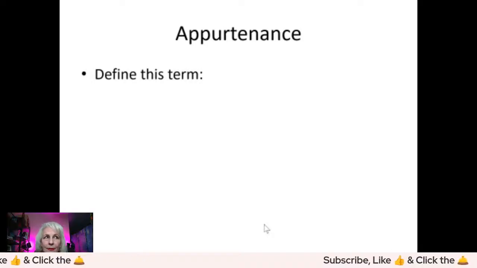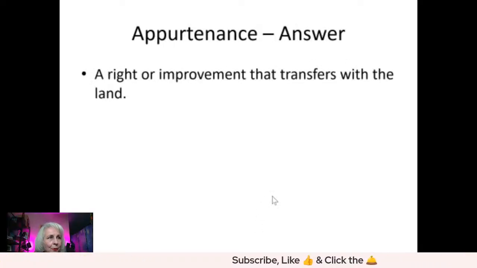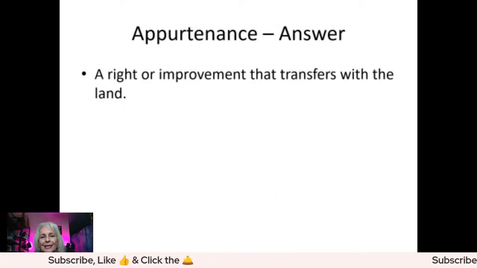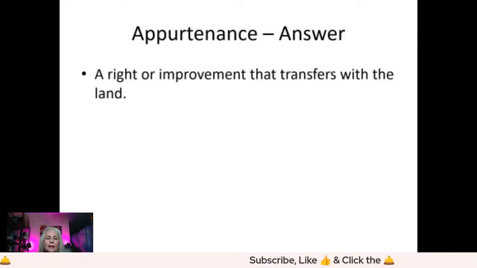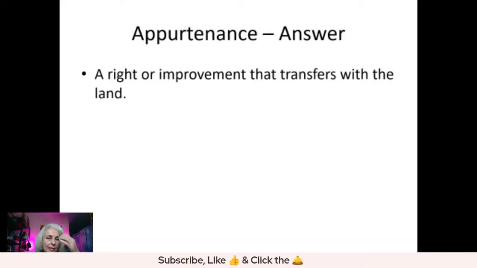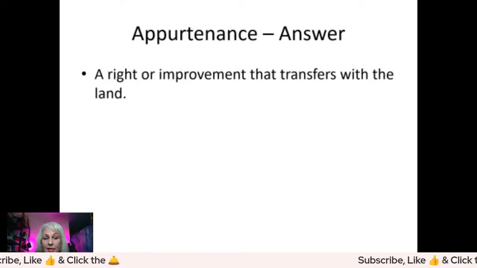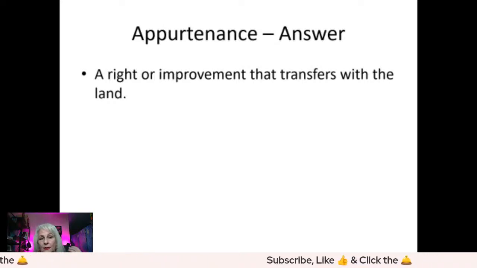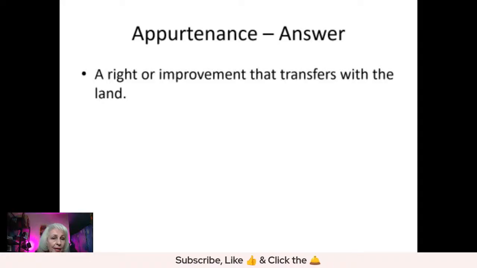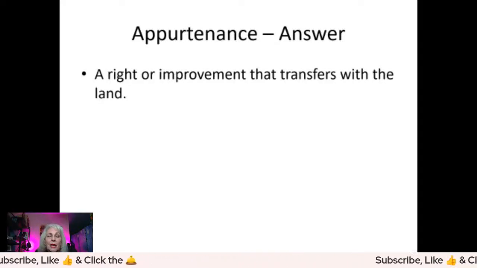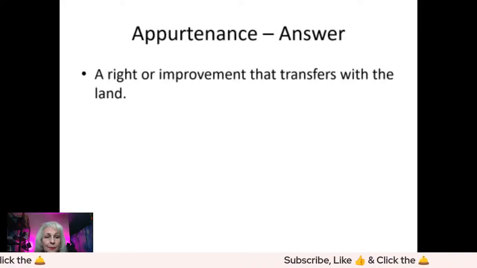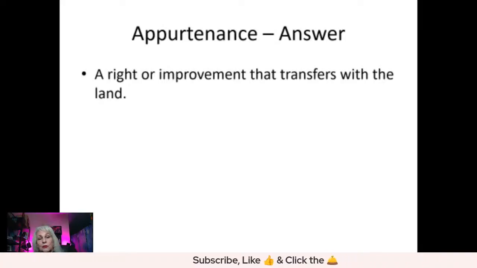Appurtenance. What is an appurtenance? An attachment, right? So it's a right or improvement that transfers with the land. So it's an attachment that's part of the property, yet it's an improvement that transfers with the land, like an easement. If there's a well easement or a septic easement, a driveway easement, these appurtenances are attachments that are attached to the property, and they provide a right of use to others.